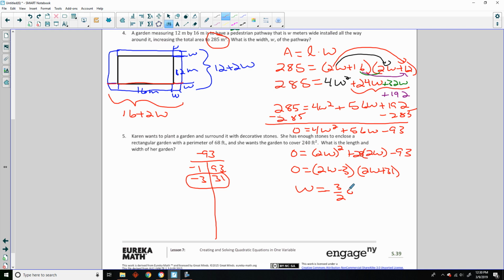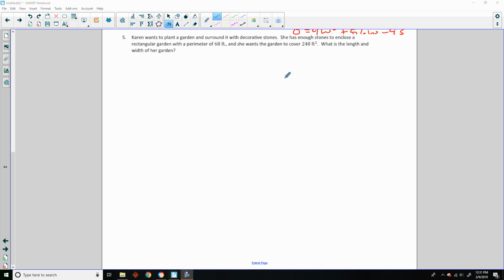Or w equals, move this 2 under the 31 and change it from positive to negative. We can't have a negative width, so that's the extraneous solution. So my answer is 3 halves meters, 1.5 meters.